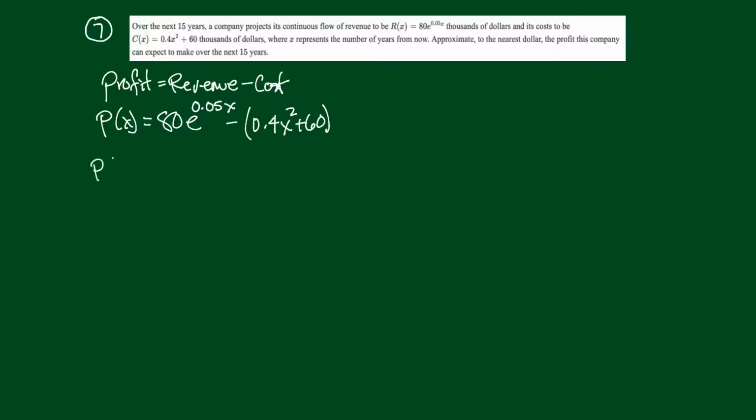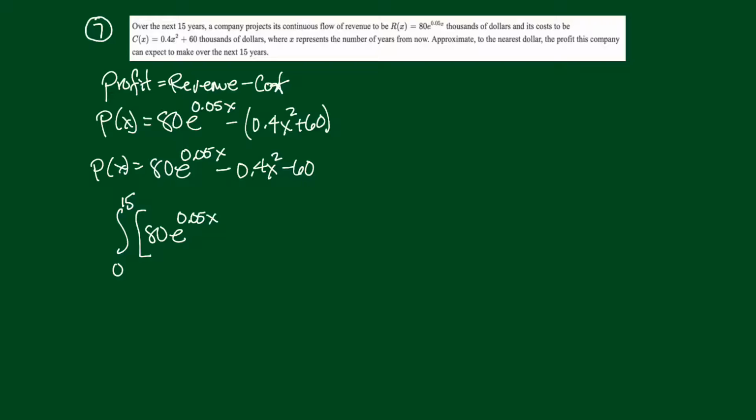Let's simplify it up a bit. Profit is equal to 80e to the 0.05x minus (0.4x squared minus 60). And we want this over the next 15 years. So how about if we say this? The total profit is going to be the integral from 0 to 15 of 80e to the 0.05x minus (0.4x squared minus 60) with respect to x.